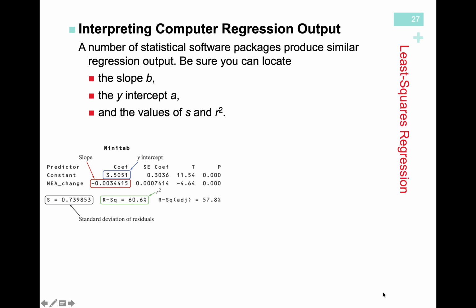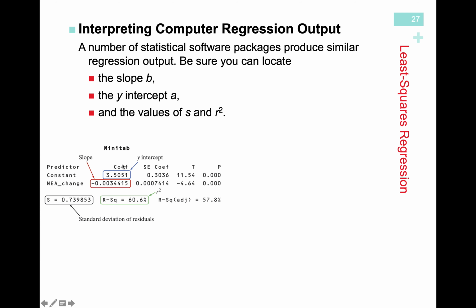So here's one from a program called Minitab. Okay, so where it says coefficient, that's really where our slope and our y-intercept are going to come from. The constant, if you think about it, the y-intercept is a constant. And then this represents the variable. They're using the example about, I think it was non-exercise activity change. So that's just what that stands for.